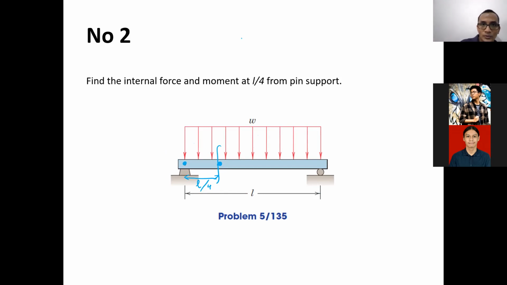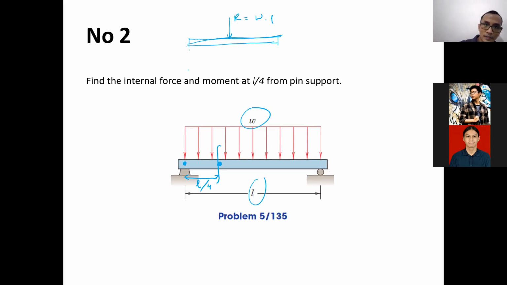In order to solve for the external forces, as usual, we have to simplify the distributed force into a concentrated force representation. It's quite simple. The maximum distributed force is W and the length is L. So the resultant R is equal to W multiplied by L, exactly in the middle.